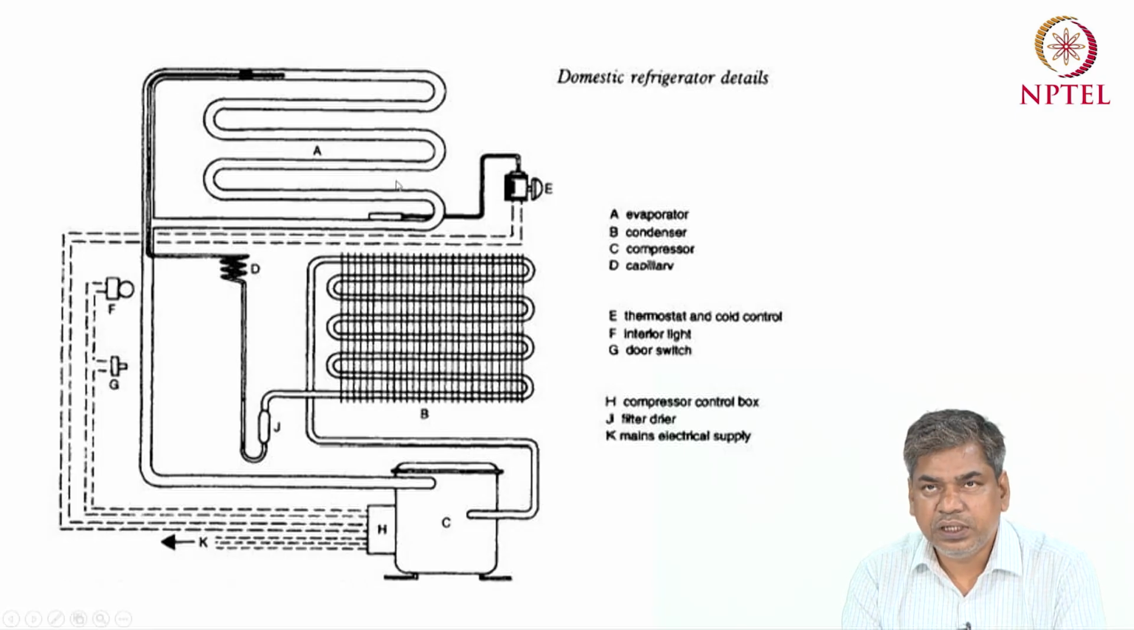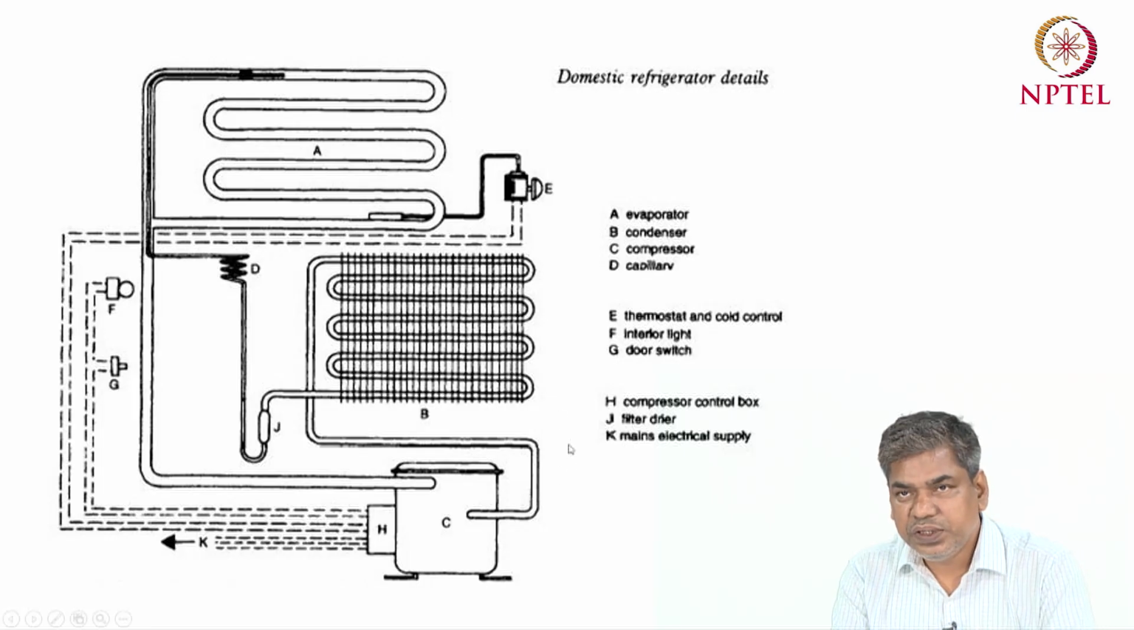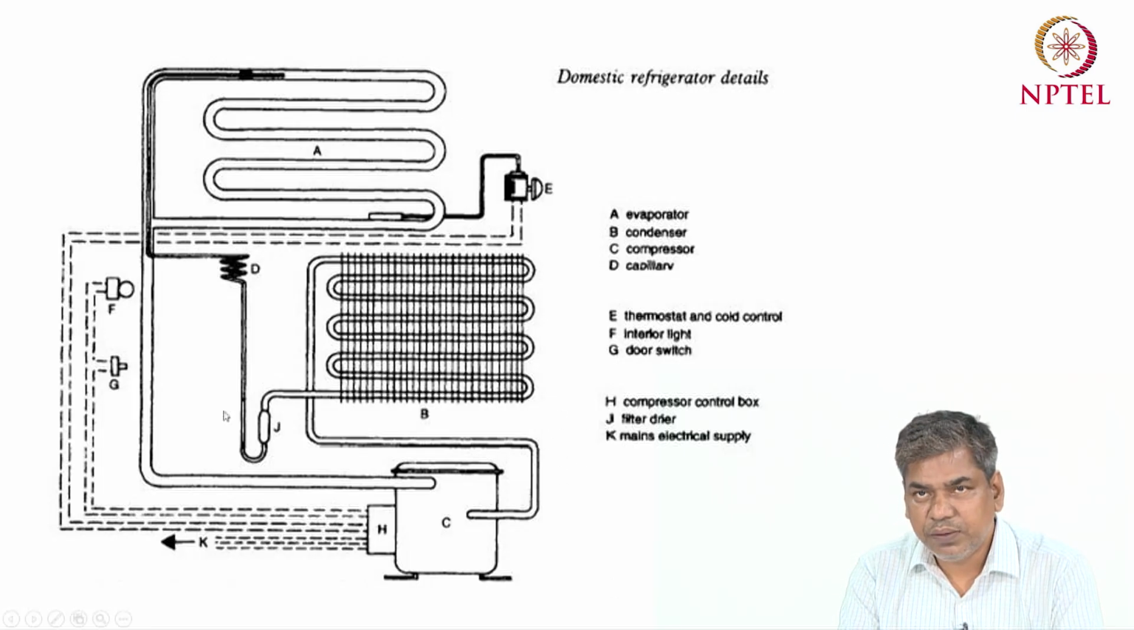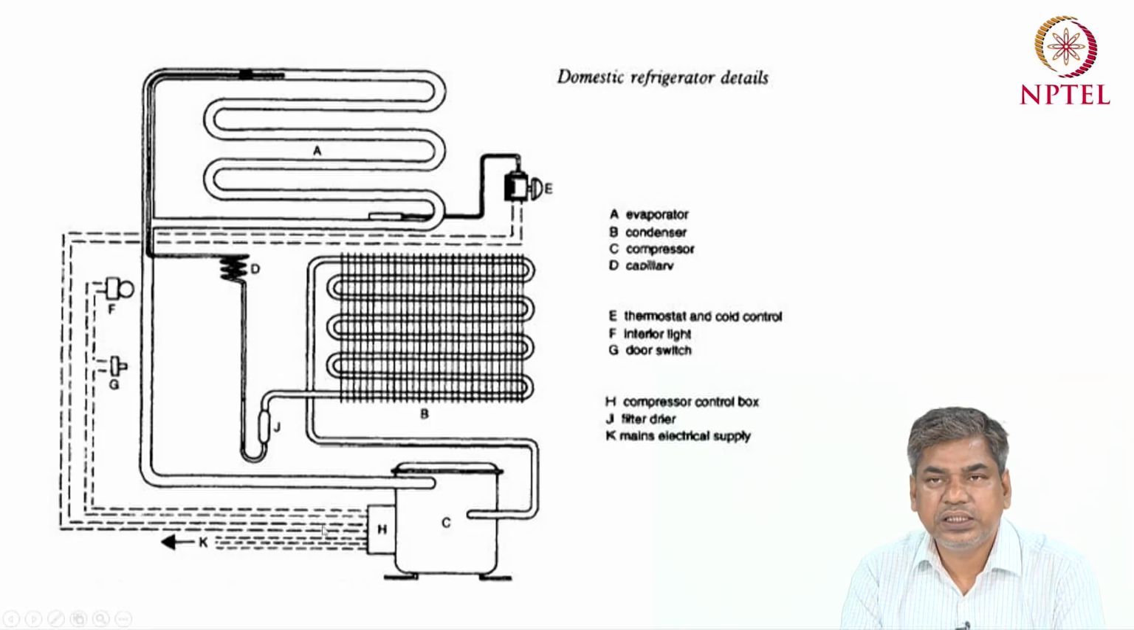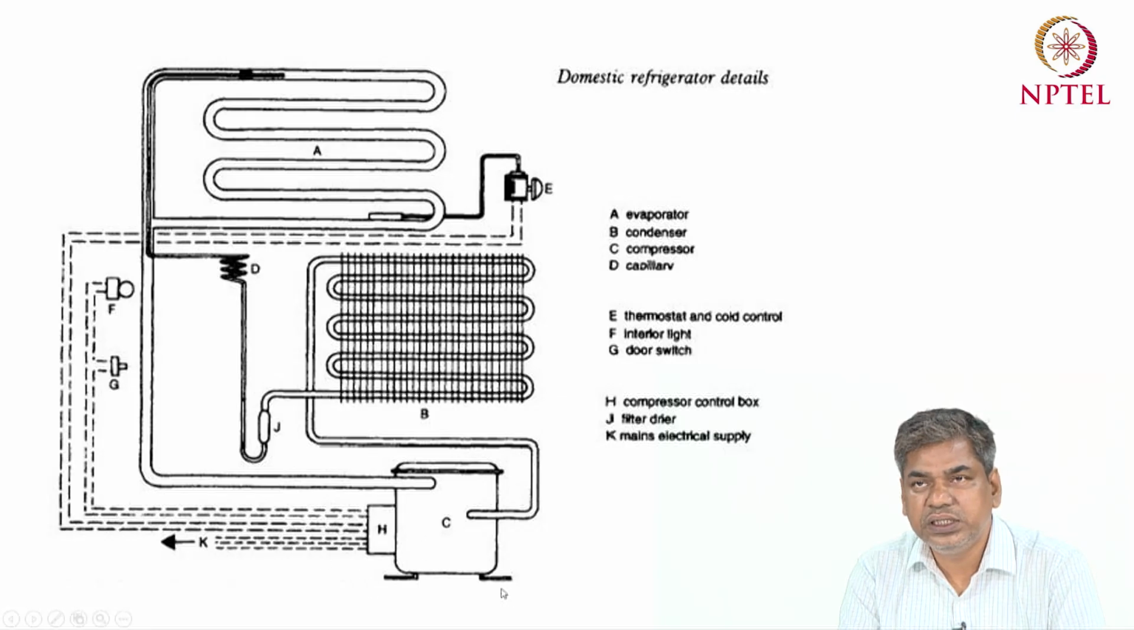Okay, the deep section of the refrigerator, or the cold cabin, the upper cabin of the refrigerator. Apart from this, you can see some other components: C represents the compressor. Similarly, H represents the motor and the electrical connection. Similarly, K is basically the main electrical supply for this system.